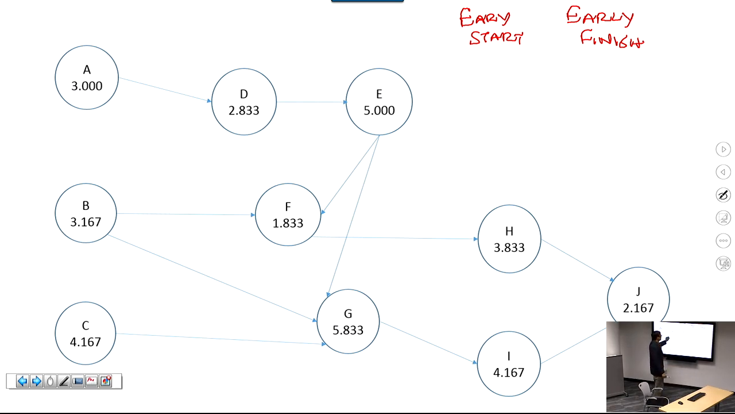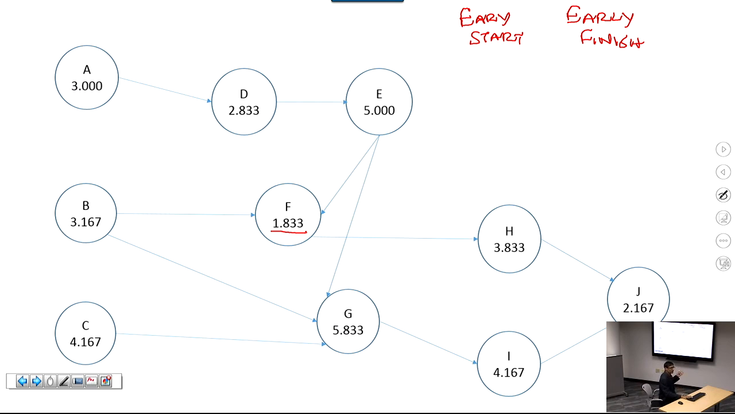Okay? So let's start with activity A. Activity A doesn't need anything to start. It can start by itself. So the earliest activity A can start would be 0. Okay? And I would have loved for the time estimates to be integers, but we have decimals here. But that's fine, we can deal with decimals too, but it would have been simpler if we had only integers. But that's no problem.